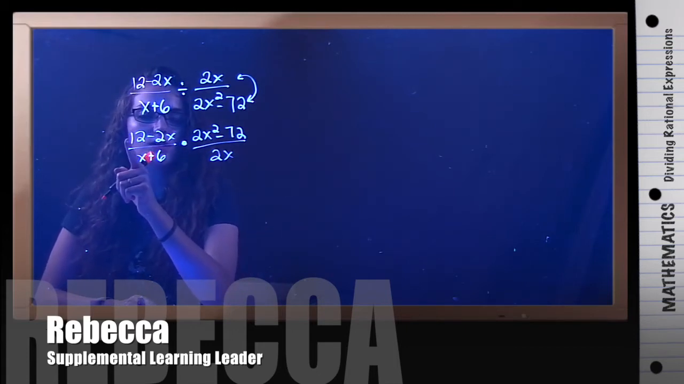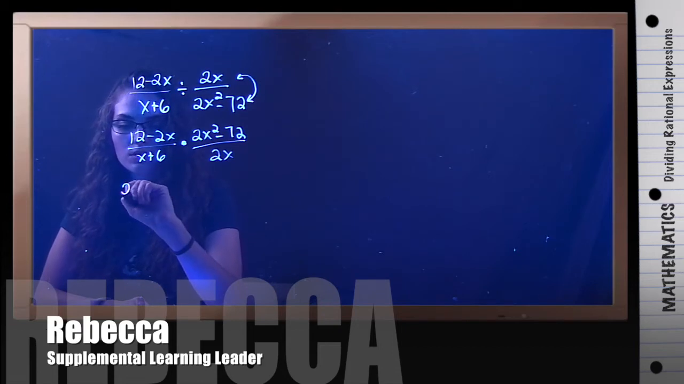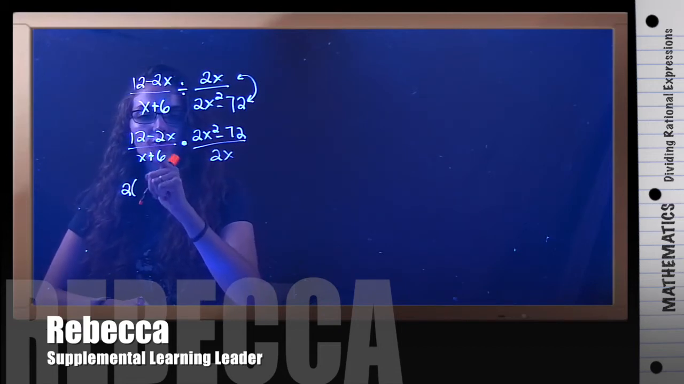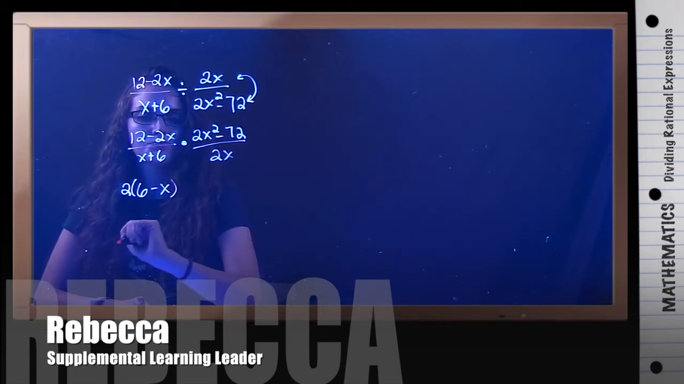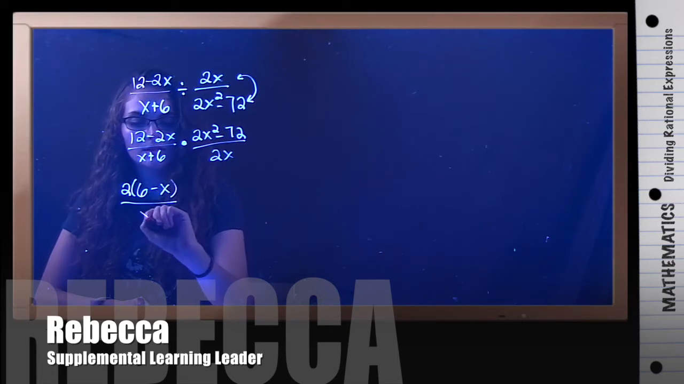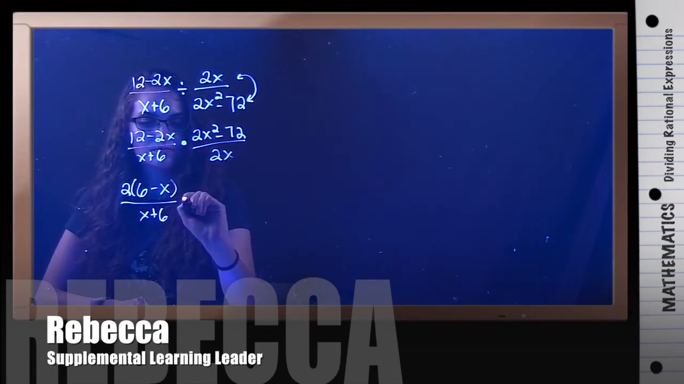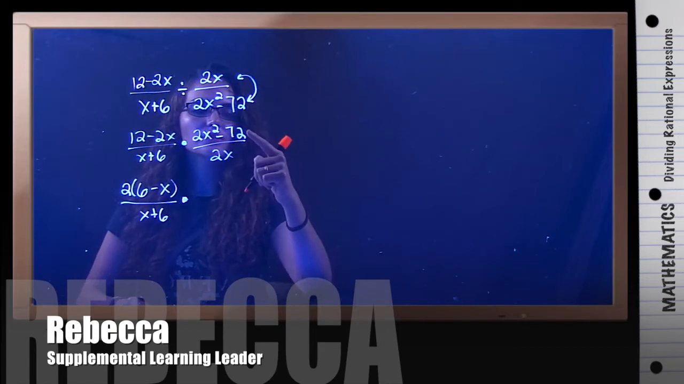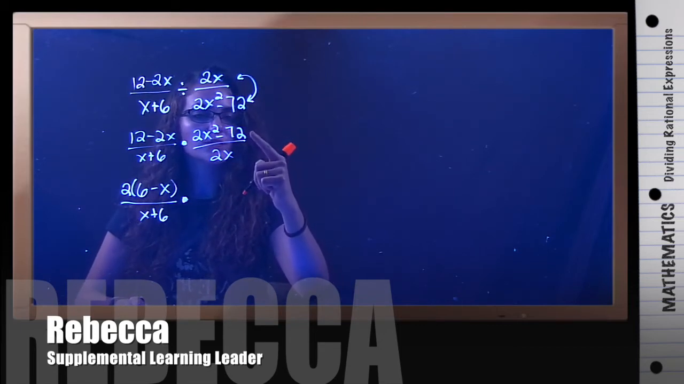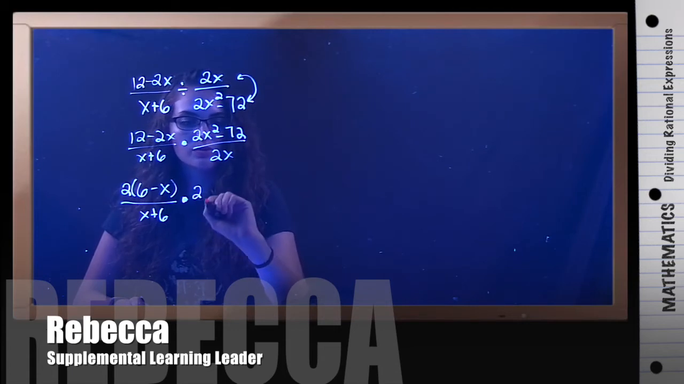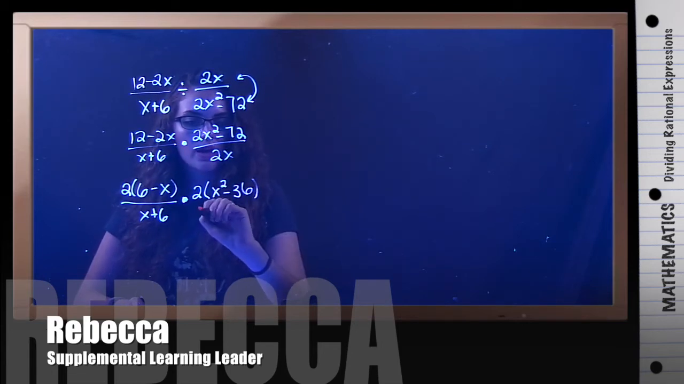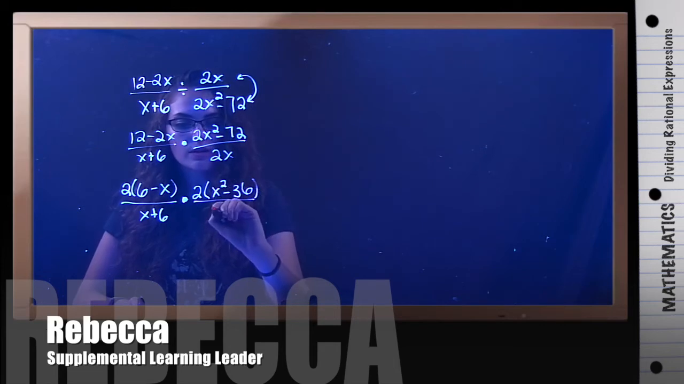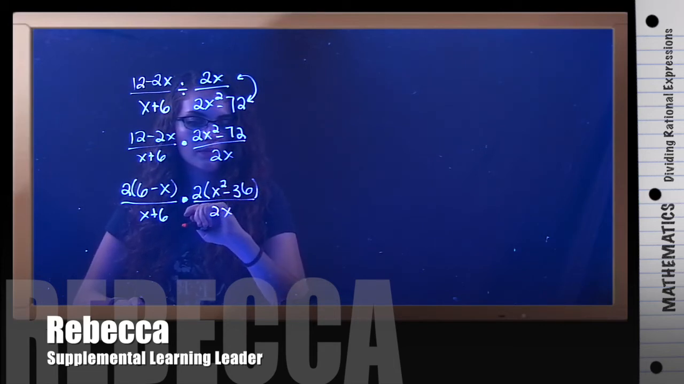So factoring the top, we can see that there's a GCF of 2. And when we take out 2, 12 divided by 2 is 6, and 2x divided by 2 is x. Over x plus 6 doesn't factor, so we're just going to leave that the way it is, times. Now, the first thing we want to do here is factor out the GCF. We have a GCF of 2, and that leaves us with x squared minus 36. And on the bottom, 2x is just 2 times x.